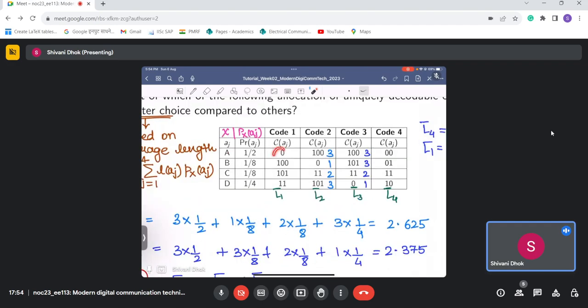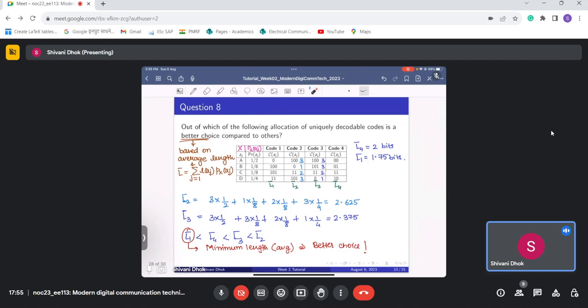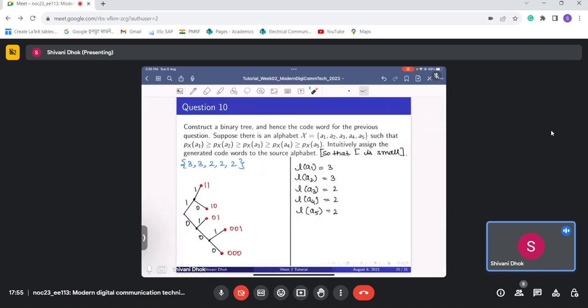However, if we look at code 1, the smallest length code word was assigned to the most frequent one. So intuitively, if the probability of a symbol is very high compared to others, we need to assign it the code word with the lowest possible length. If the probability is in increasing order, the code word length should be in decreasing order, the exact opposite. A1 and A2 have the largest probability, which means we should assign the smallest possible length code words to them.